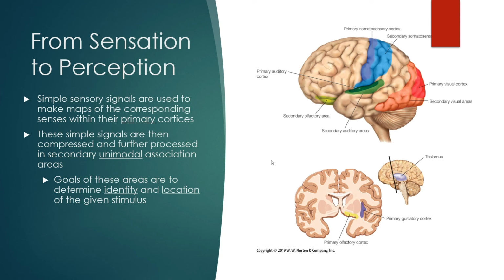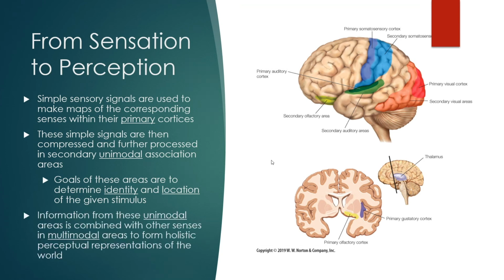So they're trying to figure out what the items are and where they are in space. I mean, this is the most important thing for survival, right? We need to identify food. We need to identify threats. We need to know where the food is and where it is in relation to us, where the threat is in relation to us, so we can protect ourselves.